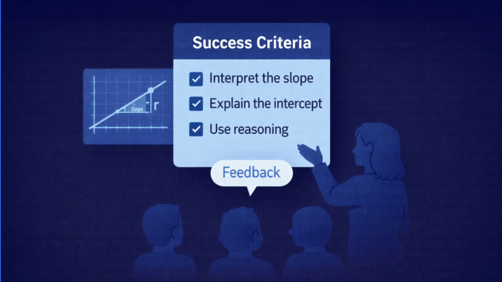This is where backward design connects directly to respectful instruction. Clear success criteria help students understand what it means to interpret slope correctly or explain an intercept in context. Feedback tied to those criteria supports improvement without rescuing and keeps the focus on reasoning rather than correctness alone.